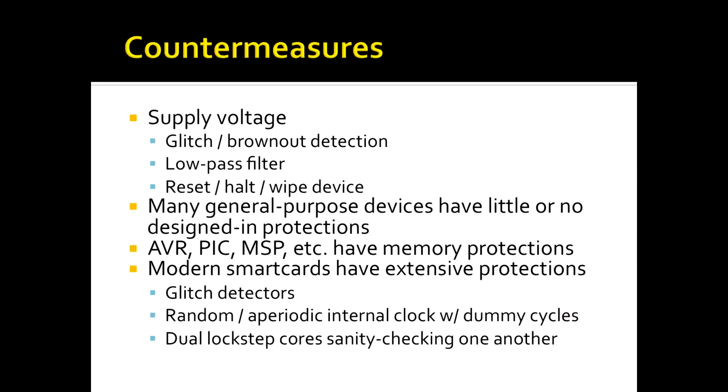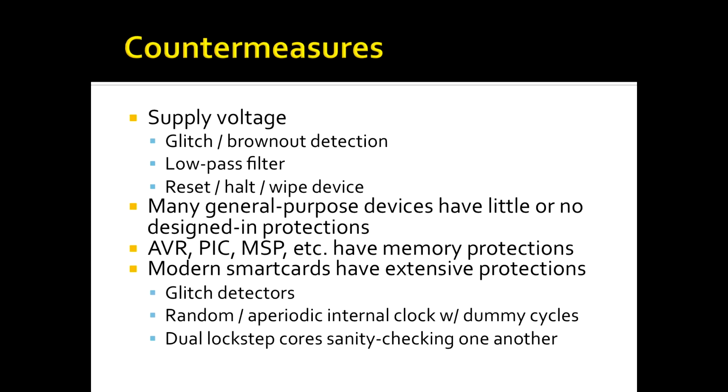Many general purpose devices have little or no design and protection. So these are chips that you guys could look at in terms of interesting targets. AVRs, PICs, TI MSP, for example, they do have code protection, so it may not be your first choice if you're just starting out or learning.